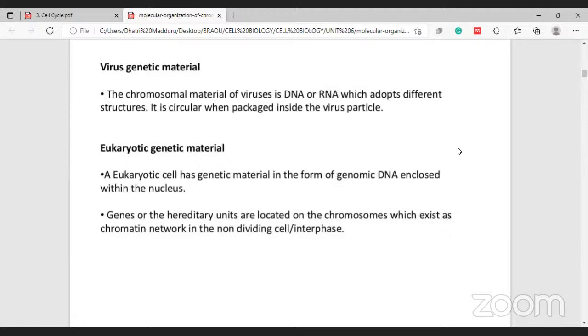Within it, the DNA is organized in the form of genes, which are hereditary units. These genes are present in the chromosomes. Each chromosome can have some genes, and different chromosomes can have different genes. How are these chromosomes formed? By the chromatin network.